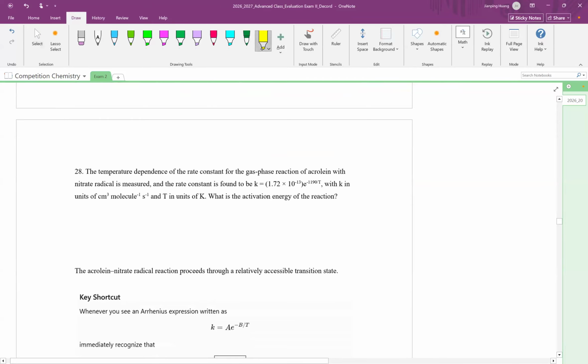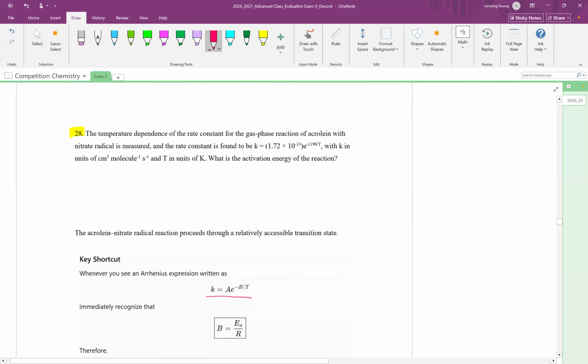This one is easy. Okay, why is it easy? The basic is to use this equation. So you get the Arrhenius equation. K equals A e to the minus E a over RT.